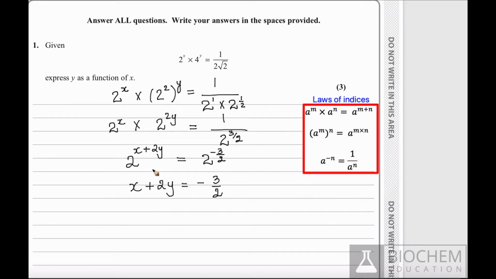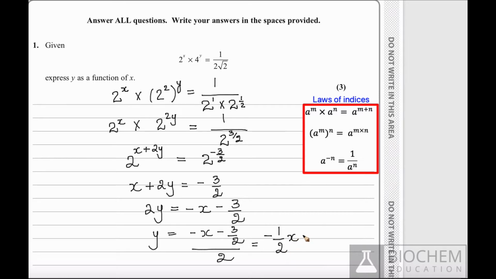We can now bring the x to the right-hand side as we have to express y in terms of x. We can write this as 2y is equal to negative x negative 3 over 2. Dividing both sides by 2, we can say negative x negative 3 over 2 whole divided by 2. Now, we will divide each of these terms, which is negative x by 2 and negative 3 over 2 by 2, and this simplifies to negative 1 over 2 x minus 3 over 2 divided by 2 is 3 over 4. And hence, this is our final answer.